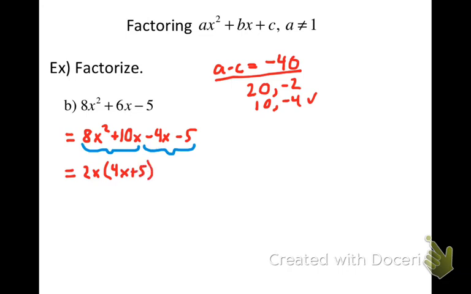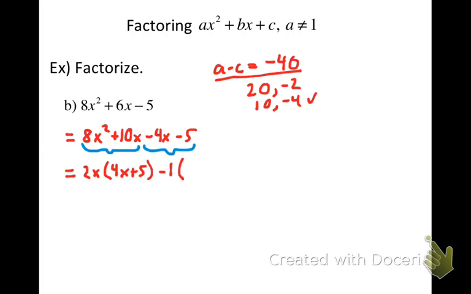And you always want to kind of double check mentally to see if you're doing this correctly. 2x times 4x is 8x squared. 2x times 5 is 10x, so we've not changed the value of this expression yet. Then for the second pair of terms, first of all, we're going to factor out a negative because the first term in that pair of terms is negative. And it turns out we're going to factor out a negative 1 like we did last time because 4x and 5 don't have any other common factors.